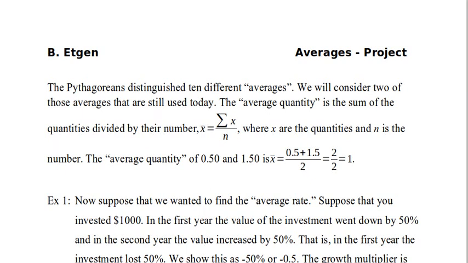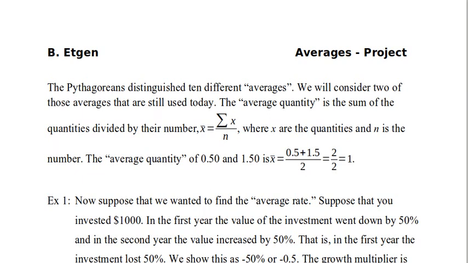The Pythagoreans distinguished 10 different averages. We will consider 2 of those averages that are still used today, or at least should be. The average quantity is the sum of the quantities divided by their number, so x bar is the sum of the x's over n, where x are the quantities and n is the number.